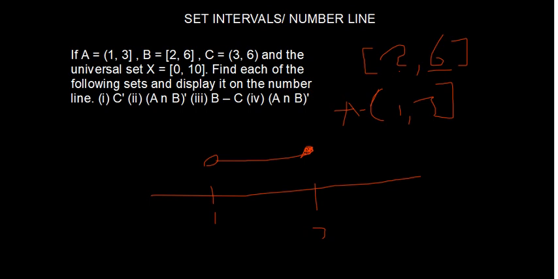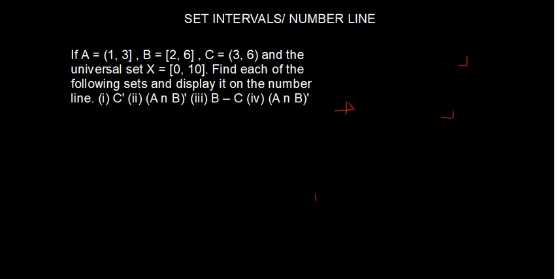So now, how do we answer the questions that we are given? The first question is asking us to find C complement. We know, first of all, that our universal set is from 0 to 10. That is our interval, our universal set for the sets that we're given. So how do we find C complement? C complement means we are supposed to be outside C. So we know that C is (3, 6), in curved brackets.